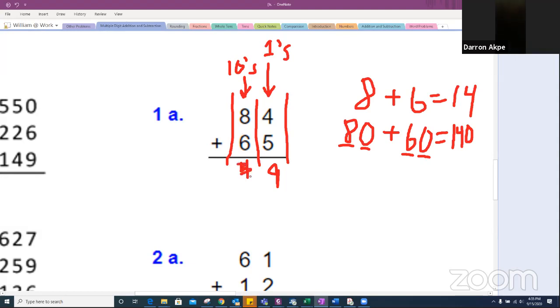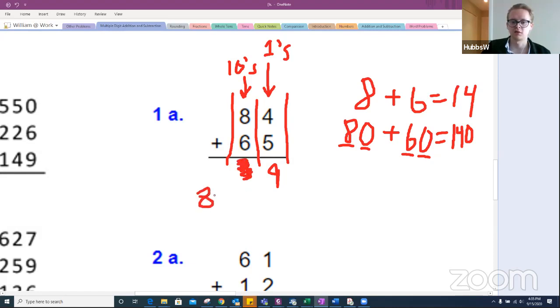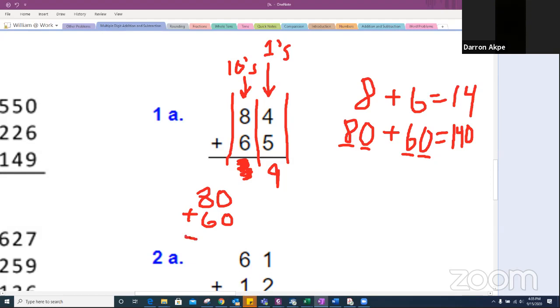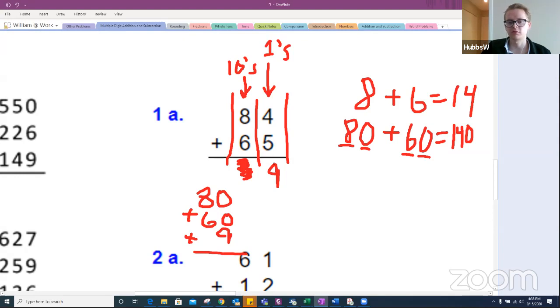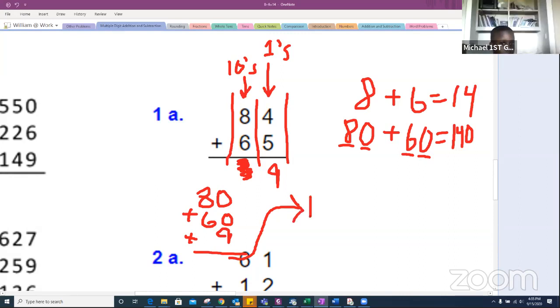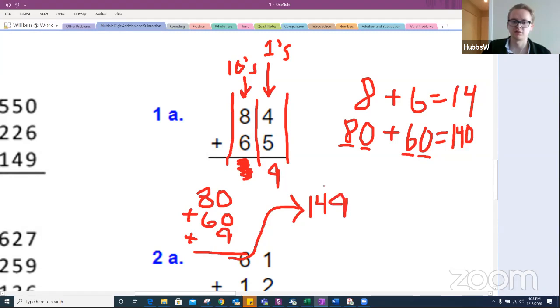what's the answer here going to be? Because it's going to be 80 plus 60, plus 9, right? Because we know the 4 plus 5 is 9. So then all that's left is 80 plus 60. 149. Did someone say that? Yes, it's me. Good job. So this is going to be 149.